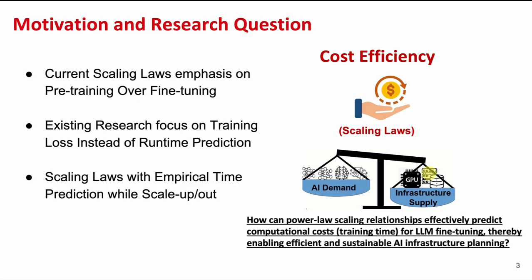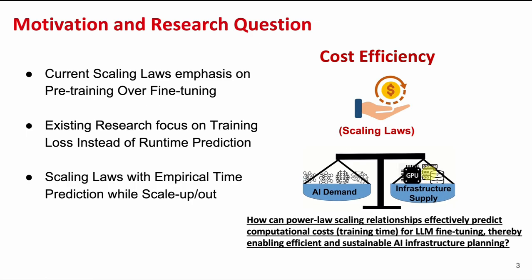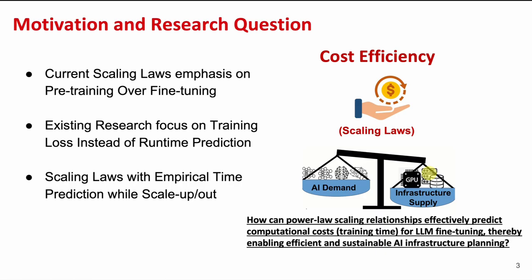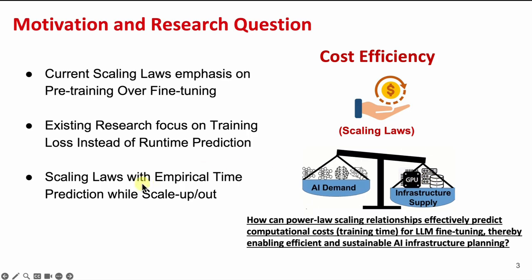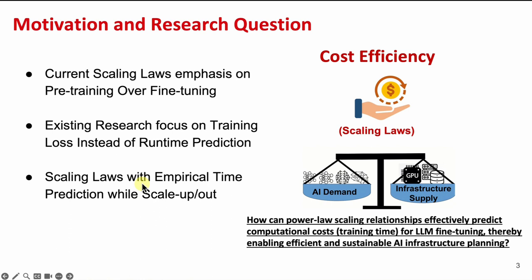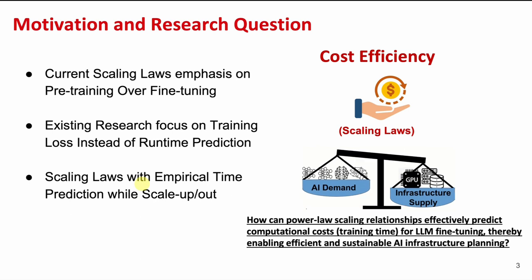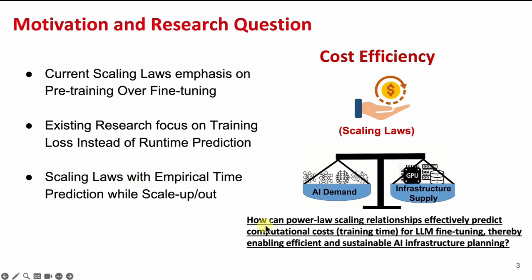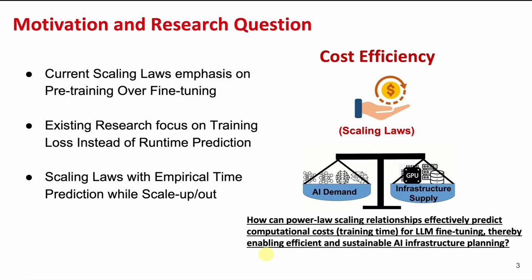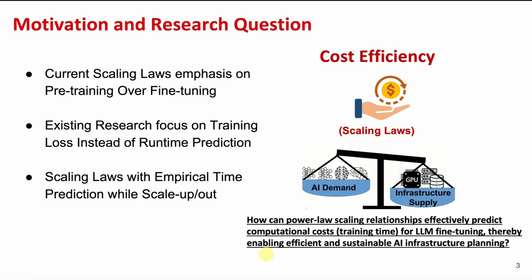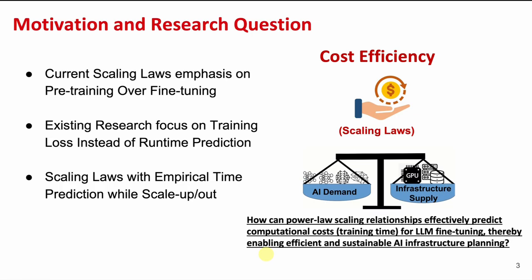However, after we tried it out without the physical model run with the data set, the data is still large. It turns out that with scaling law and empirical time predictions, we can use a small sampling to scale up and even scale out predictions. So to wrap up, our research question is: how can the power law scaling relationship effectively predict the computation cost, which is training time in our case, for LLM fine-tuning, thereby enabling efficiency in sustainable AI infrastructure planning?